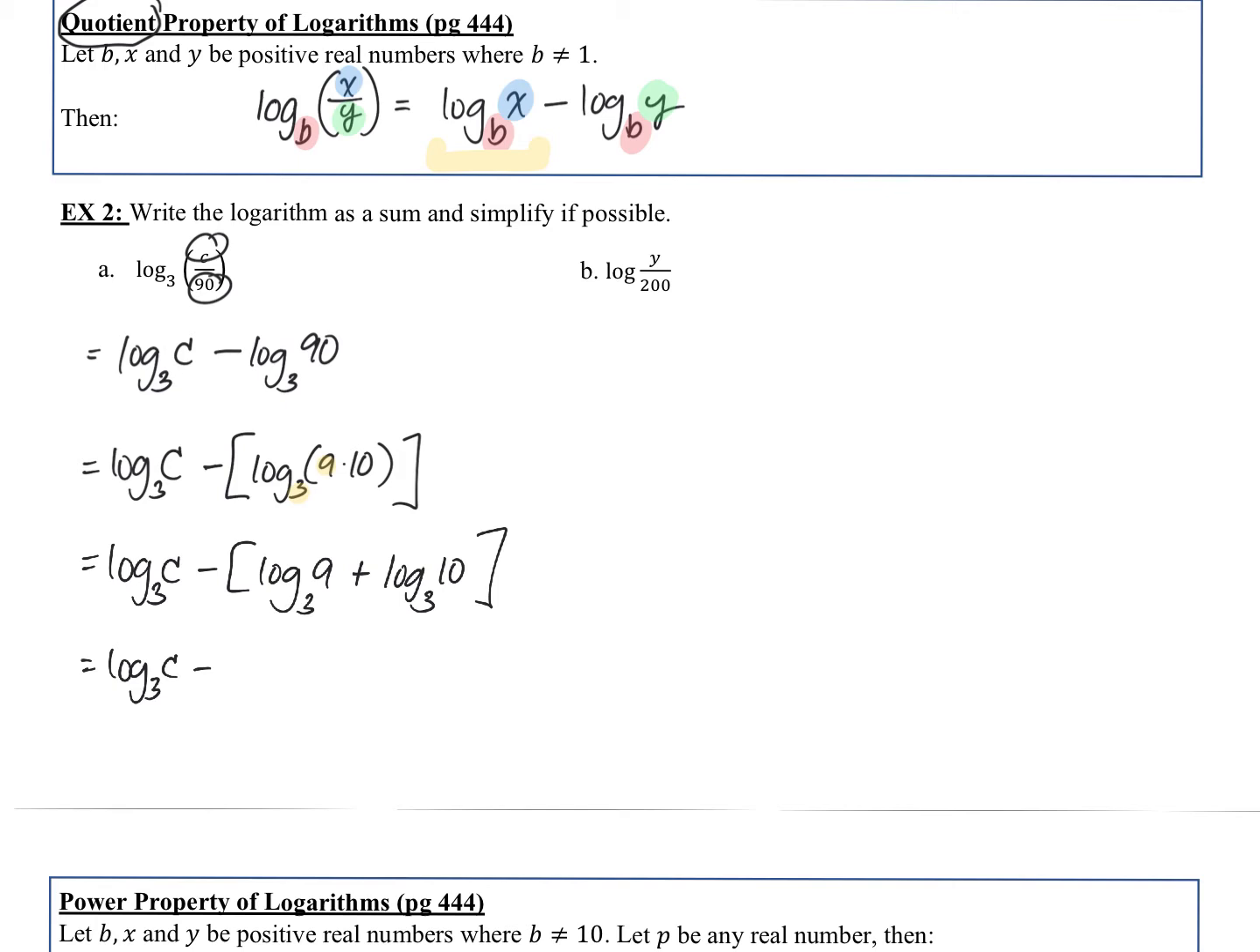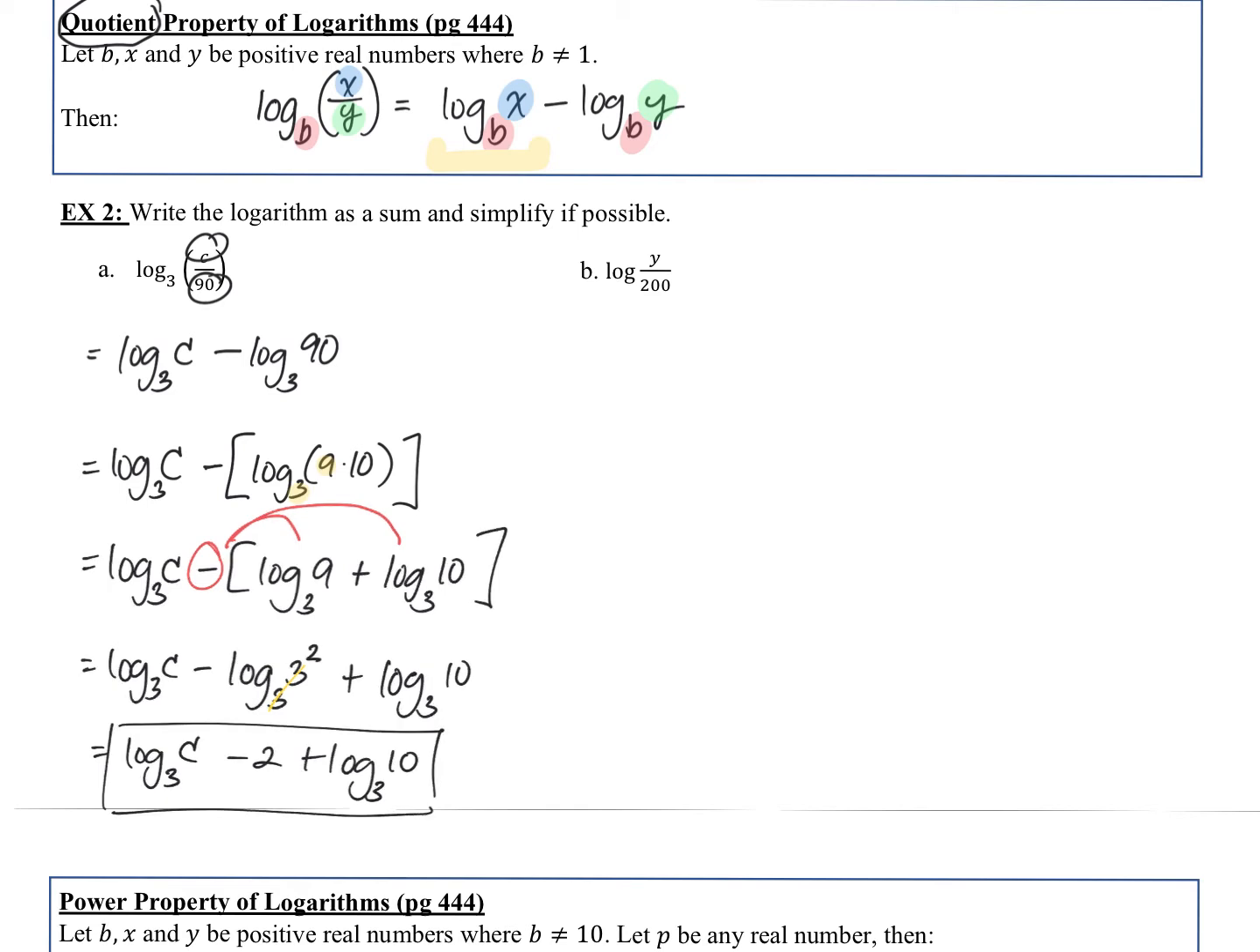Actually, I'm going to go ahead and distribute in that minus sign real quick. So this is something very important to notice. That minus sign should be distributed to both the log base 3 of 9 and log base 3 of 10. Okay, and then I'll go ahead and simplify this to 3 and 3 to the second power. So I just turned 9 into 3 to the second power, plus log base 3 of 10. Simplifying. 3's cancel, we're just left with a 2. And we have log base 3 of c minus 2 minus log base 3 of 10. And there we go.